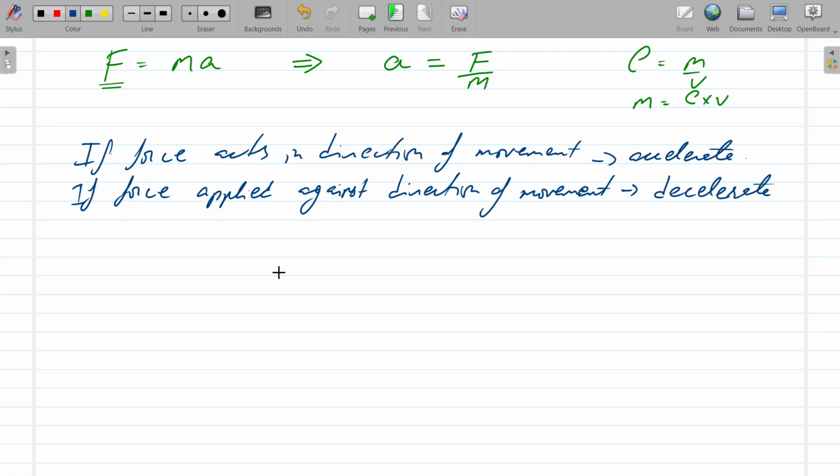But if a force is applied against the direction of movement, it can also change the object's direction at some point. So it can also cause a change in direction depending on how it's applied, or it can cause a change in shape. That applies also if it's acting in the direction of movement. So it can cause a change in direction, and it can also cause a change in shape.